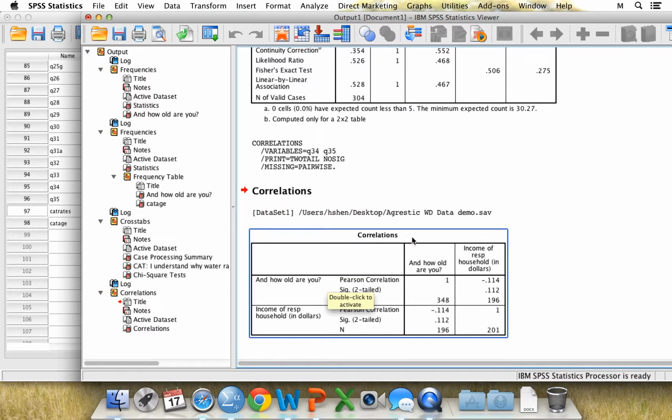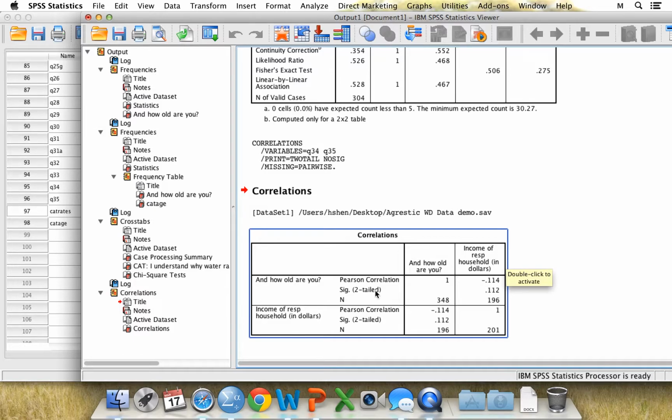And I have a correlations table: how old are you, age, and income. Remember we said the first column is how old are you and how old are you. So the diagonal is always relating to itself. That's why the correlation is always 1. And these two cells, income with age, they're repetition. So they're the same information.